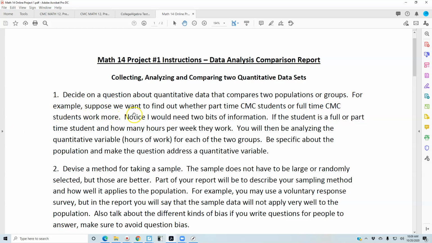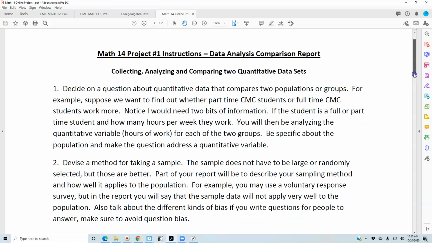For example, suppose we want to find out whether part-time CMC students or full-time CMC students work more. Notice I would need 2 bits of information: if the student is a full or part-time student, and how many hours per week they work. You will then be analyzing the quantitative variable hours of work for each of the two groups. Be specific about the population and make the question address a quantitative variable.